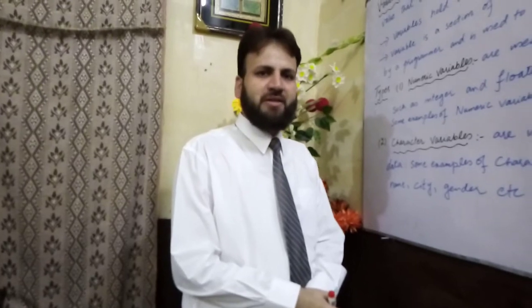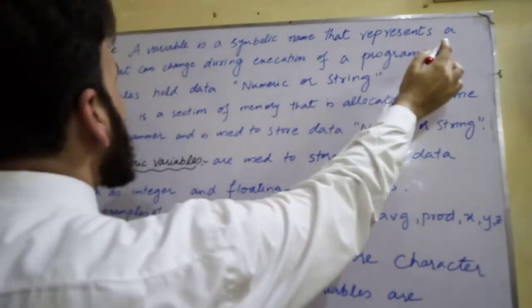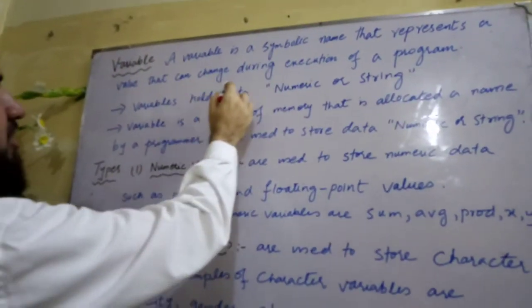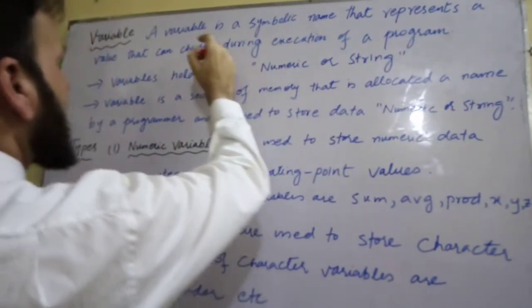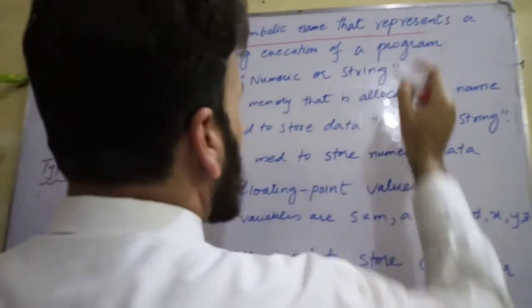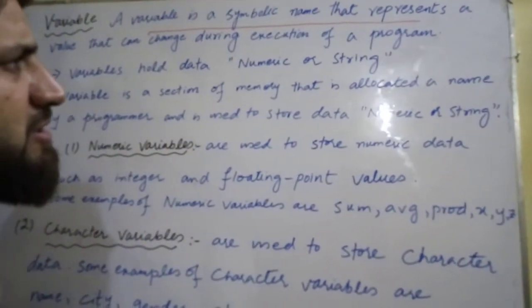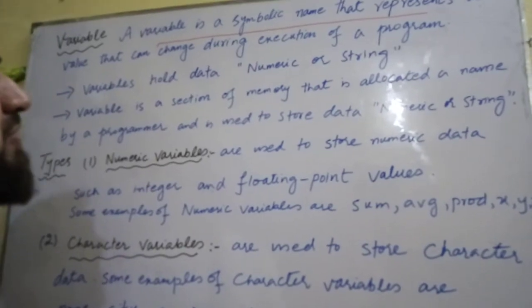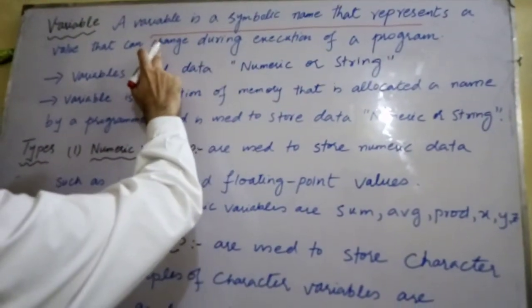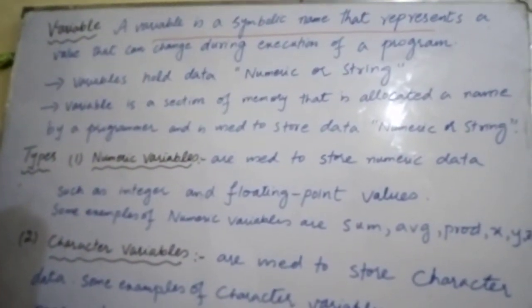Now what are variables? Generally a variable is a symbolic name that represents a value that can change during execution of a program. This is the basic definition, that it can change during execution of a program. While we have seen in the case of constants that the value of a constant does not change during execution of a program, the value of a variable changes during execution of a program. So this is the basic difference between constant and variable.